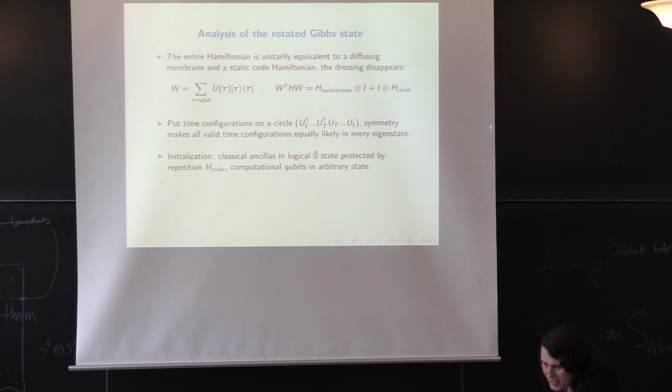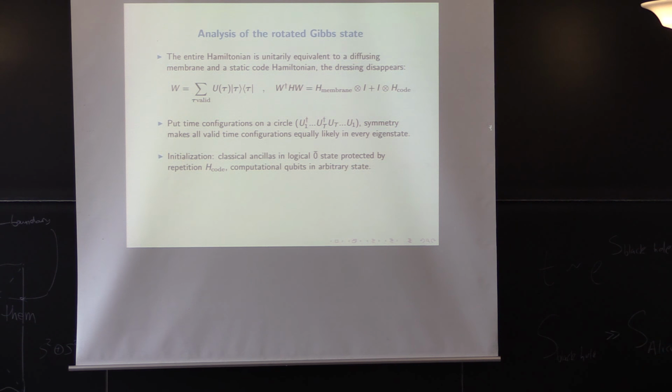So for the initialization, just put the classical ancillas in the logical zero state, turn on the Ising interactions. So this is the analysis in the rotated frame. You just have some ancillas in a classical zero state. We already know that's going to be metastable with an exponentially long lifetime. And then we know that the thermal state of the clock has to be uniform along the circular time register.